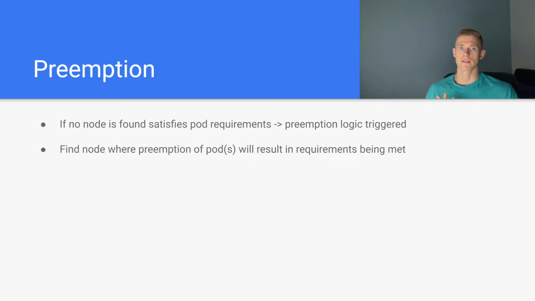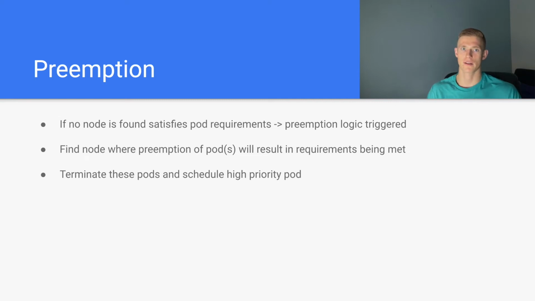So it's not the case that we just go around and remove a pod and then check if we can schedule, and then remove another pod, check if we can schedule, and so on. The calculation is done beforehand to ensure that we're not just evicting pods with no benefit. We terminate these pods and schedule the high priority pods. That's obviously the last step after we've determined where we can actually evict pods, with the result being the ability to schedule the new pod.